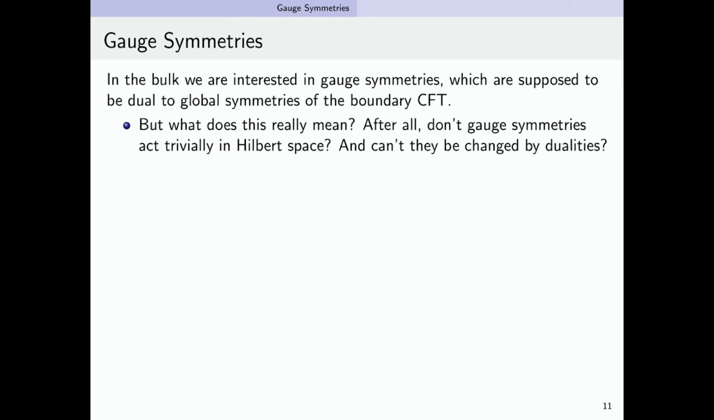So, on the other hand, you're right. I mean, what does this really mean, though, right? Don't gauge symmetries act trivially in Hilbert space? If you do a duality, doesn't the gauge group change, et cetera, right? This is what Leonardo was getting at.